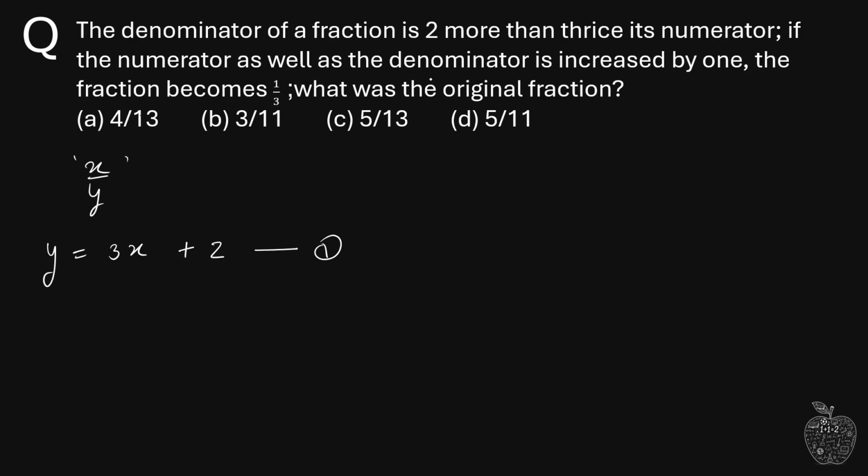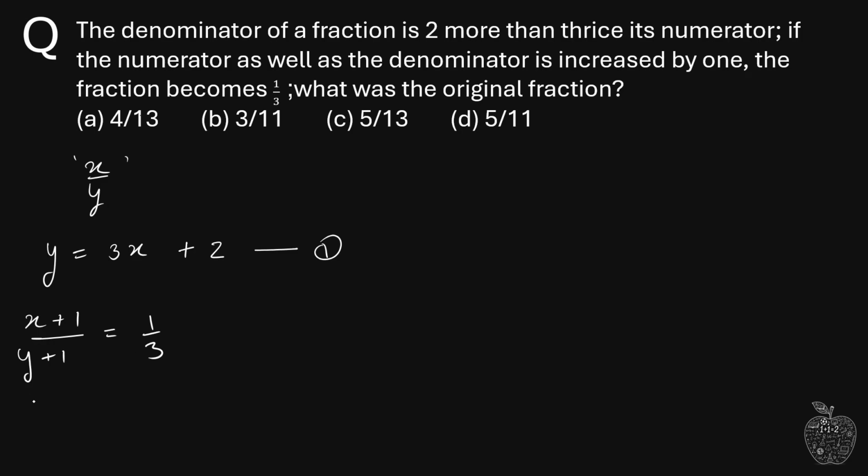If the numerator as well as the denominator is increased by 1, now numerator x is increased by 1 and denominator y is also increased by 1, the fraction becomes 1 by 3. So (x plus 1) over (y plus 1) becomes 1 by 3. Now let's simplify this equation.